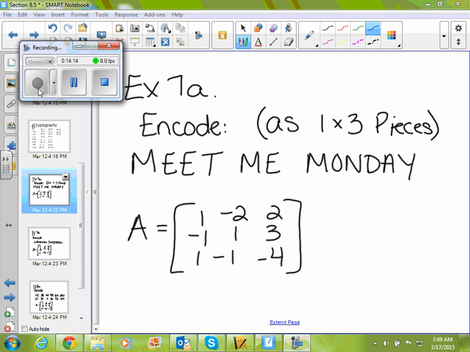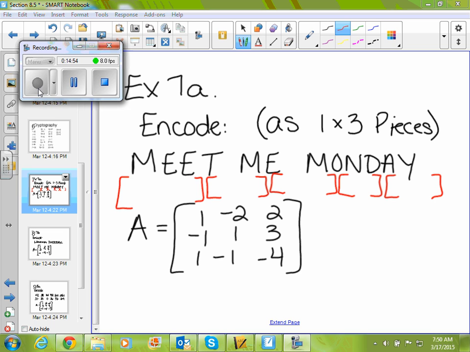Okay, so for 7A, it tells you to encode Meet Me Monday as 1 by 3 pieces, and it gives you an encoding matrix A of 1, -2, 2, -1, 1, 3, 1, -4, 1, -4. So I know that I'm going to break these up into 3 by 3 matrices. Every third letter I have to make a new matrix with the Meet Me Monday part.